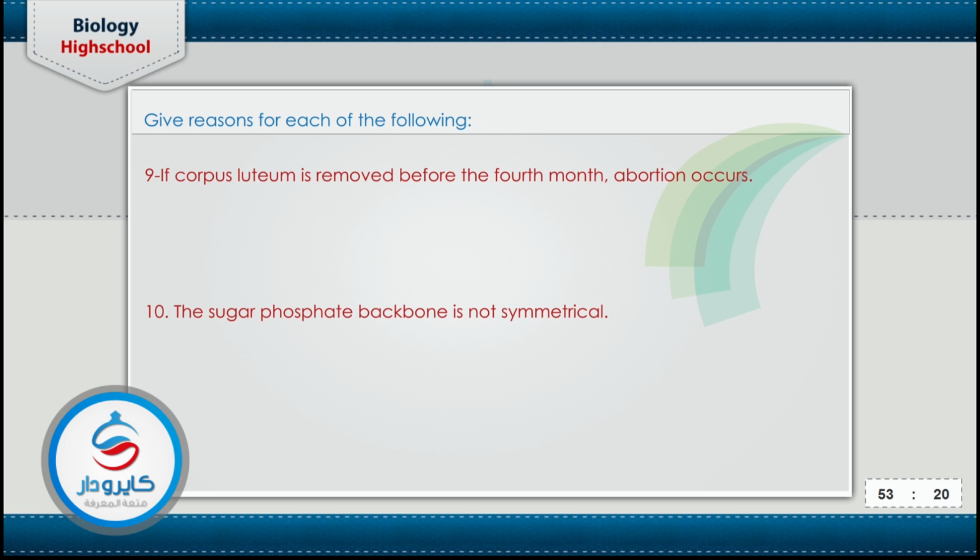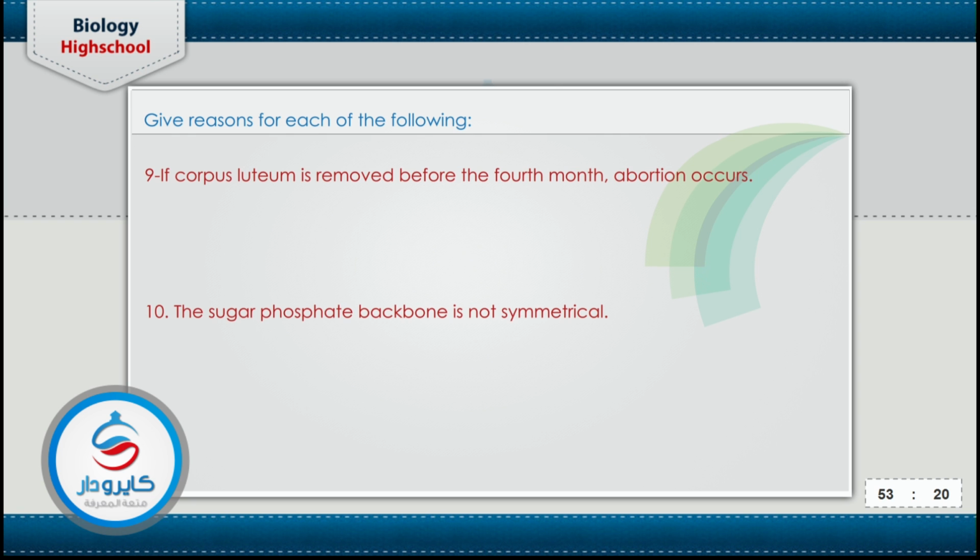So removing the corpus luteum before the 4th month means the absence of estrogen and progesterone. That means the endometrium will decrease and will get out from the uterus with the embryo, so that's called abortion. But after the 4th month, the placenta forms, and the placenta produces the estrogen and progesterone hormones, and the degeneration of the corpus luteum takes place at the 4th month.